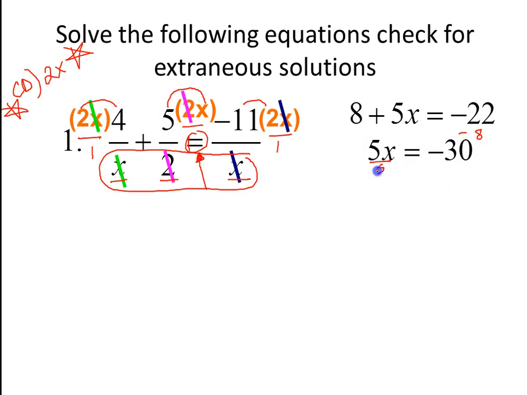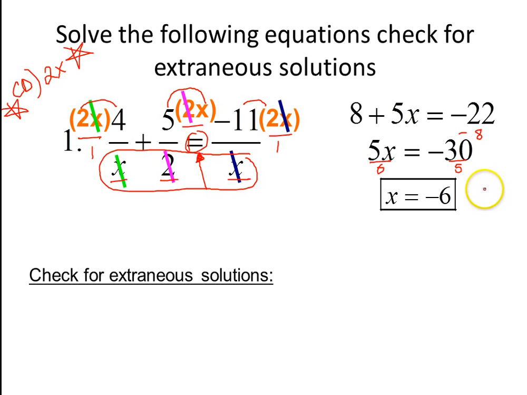We have 5x, so we need to divide. So x equals -6. Now, last step, and again, do not skip this step. Check. And what does check mean? You plug it back into the original. So I'm plugging it back into what I originally gave you in black.